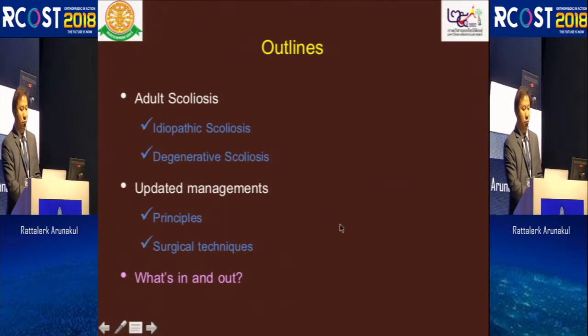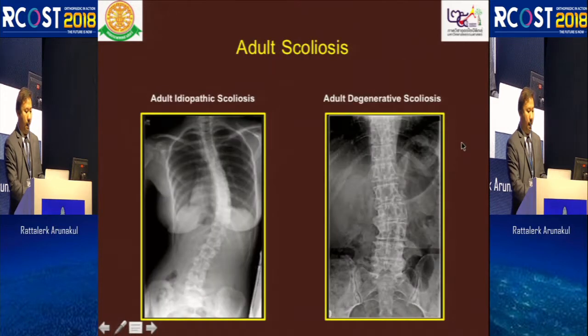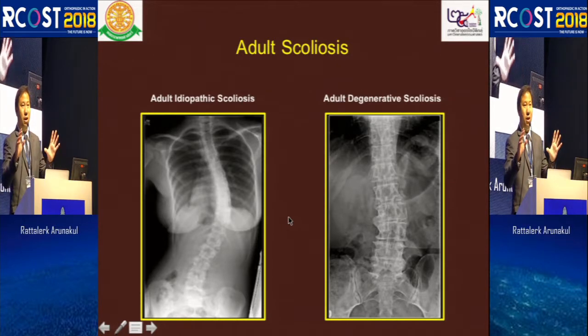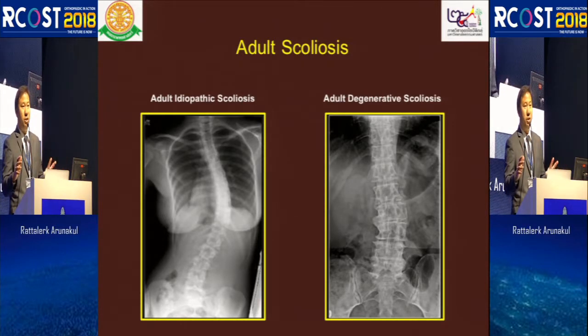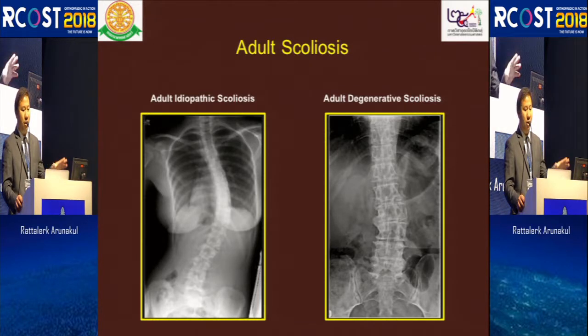This is the outline. If we talk about adult scoliosis, we talk about idiopathic scoliosis and degenerative scoliosis, and I'm trying to cover both of them. In adult idiopathic scoliosis, the onset starts when the patient is a teenager and then it progresses until adulthood, so you see the S curve like in children. But degenerative scoliosis is, most of the time, in the lumbar spine, and you have all kinds of degenerative findings like spondylolisthesis, lateral listhesis, spinal stenosis, and so on.